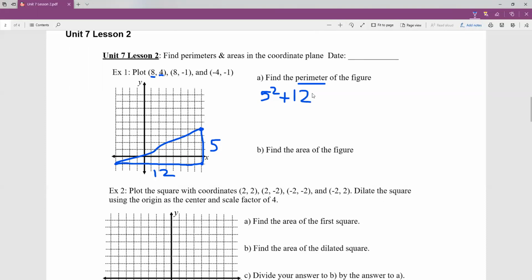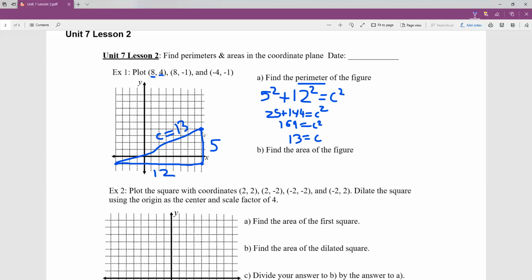With these two sides being the legs of our triangle, and this side being our hypotenuse, we're going to let that be C, and we are going to solve this for C. So when we do this out, 5 squared is 25, 12 squared is 144. Add those together, we get 169. That's going to be C squared. And then to get C by itself, we have to square root both sides. So when we square root both sides, we get 13 is equal to C. So that's what our last side is.